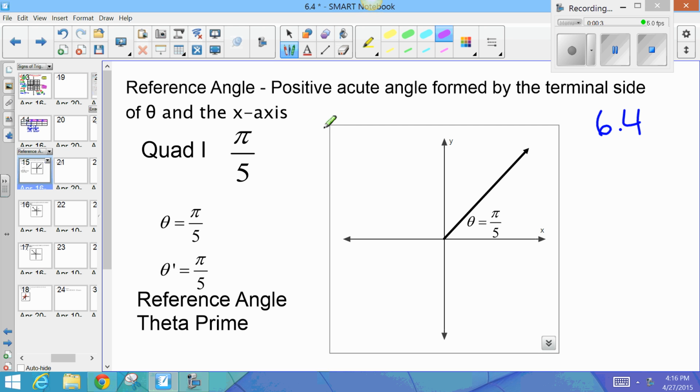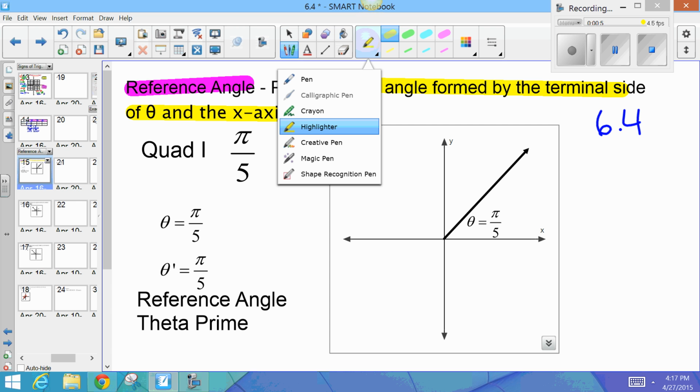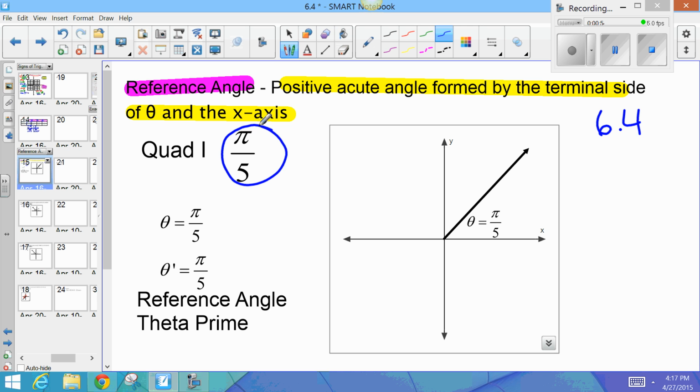First of all, the definition of a reference angle is the positive acute angle formed by the terminal side of theta and the x-axis. I'll keep saying that over and over again as we do some problems. Our first problem is a quadrant 1 angle, and here is my example angle in quadrant 1. Here's the initial ray, there's the terminal ray. Here is my theta equals pi over 5.